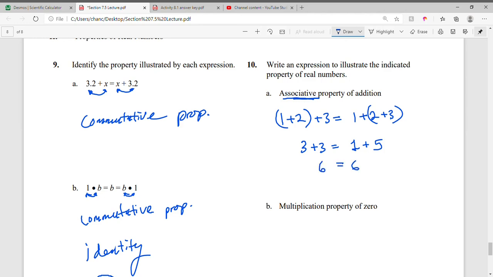And what do you know? You get 6 equals 6. So this is the associative property for addition. We can do the first 2 terms or the second 2 terms first, and we still get the same solution.